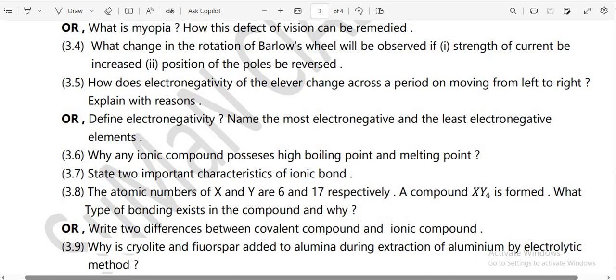3.8 The atomic numbers of X and Y are 6 and 17 respectively. A compound XY4 is formed. What type of bonding exists in the compound X and Y?